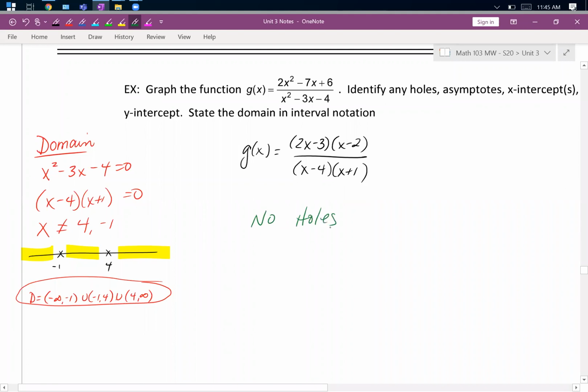And now we want to move on to our asymptotes. I usually do them in that order: vertical, horizontal, oblique. Doesn't really matter though. So vertical asymptotes exist at the zeros of our denominator. Where will our vertical asymptotes be? 4 and negative 1. Now, careful with your notation though. We need x equals 4 and x equals negative 1 when we write that in.